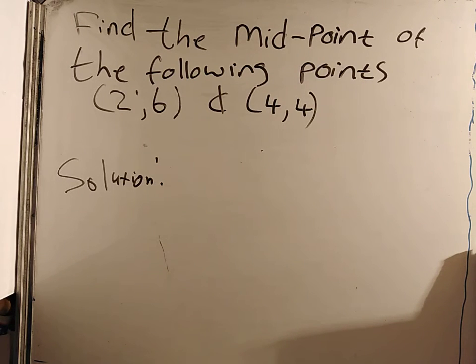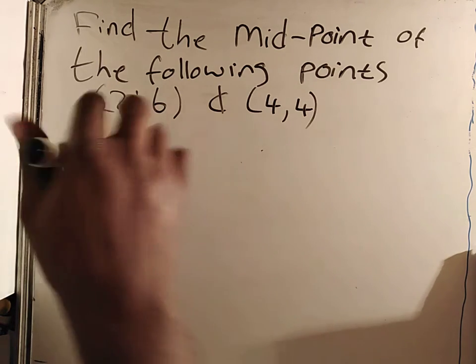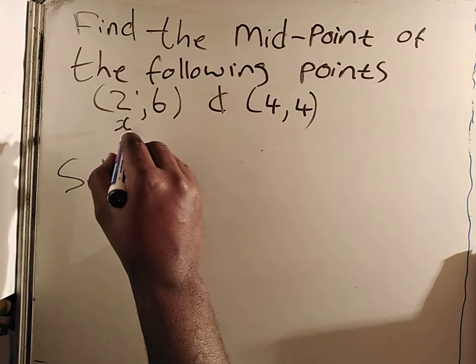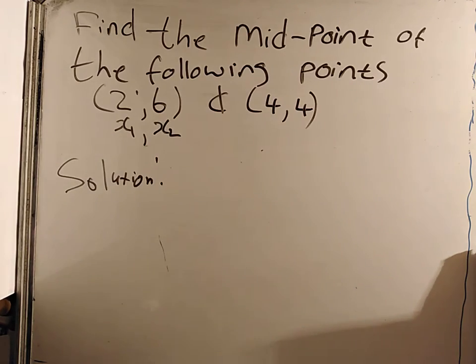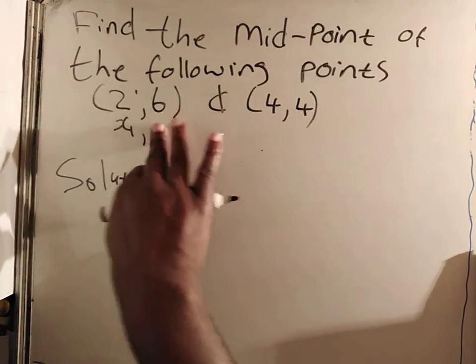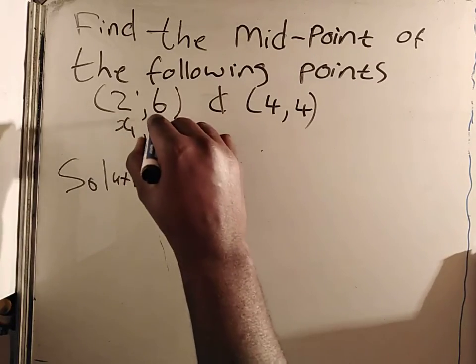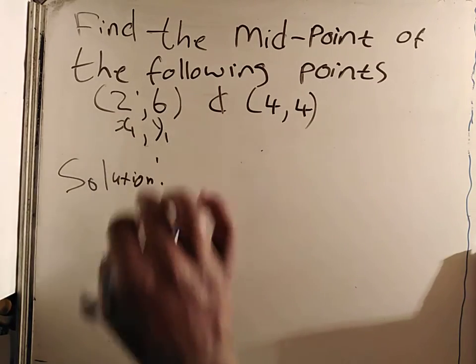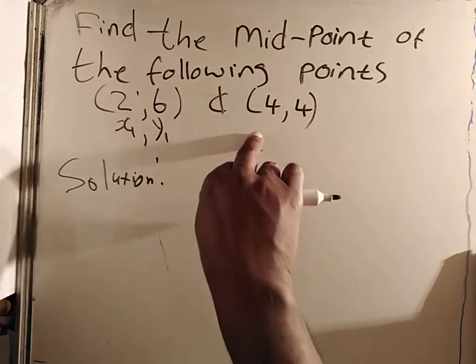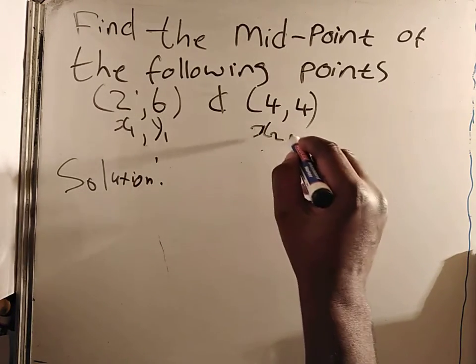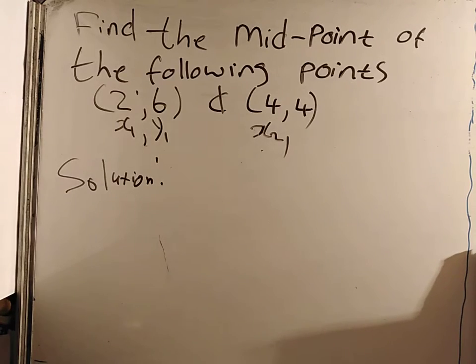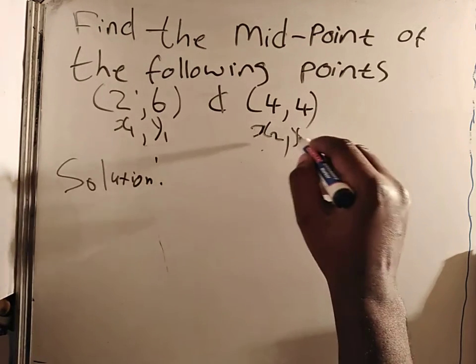Okay, so in order to find the midpoint, you must identify x1. So this is point 1, and this is the x of point 1, which is x1, and the y of point 1, which is y1. Then this is point 2, and the x of point 2 is called x2, and the y of point 2 is called y2.